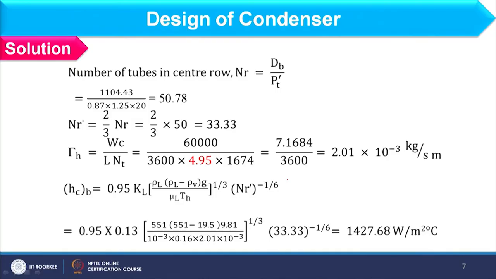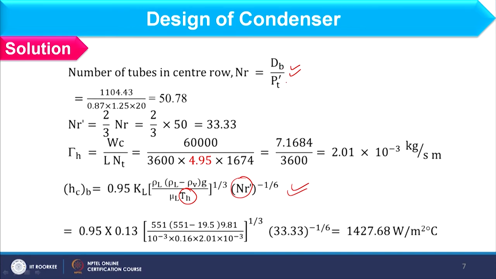So, here the Nusselt equation will be applicable, which is like 0.95 into properties, and then we have Nr' to the power minus 1/6, right. So, that equation we can use. The equation is given like this to us, and here we have to find out Γh, this is not th, this is basically capital gamma h, and further we have to find out Nr'. So, first of all let us calculate Nr. So, Nr will be what?